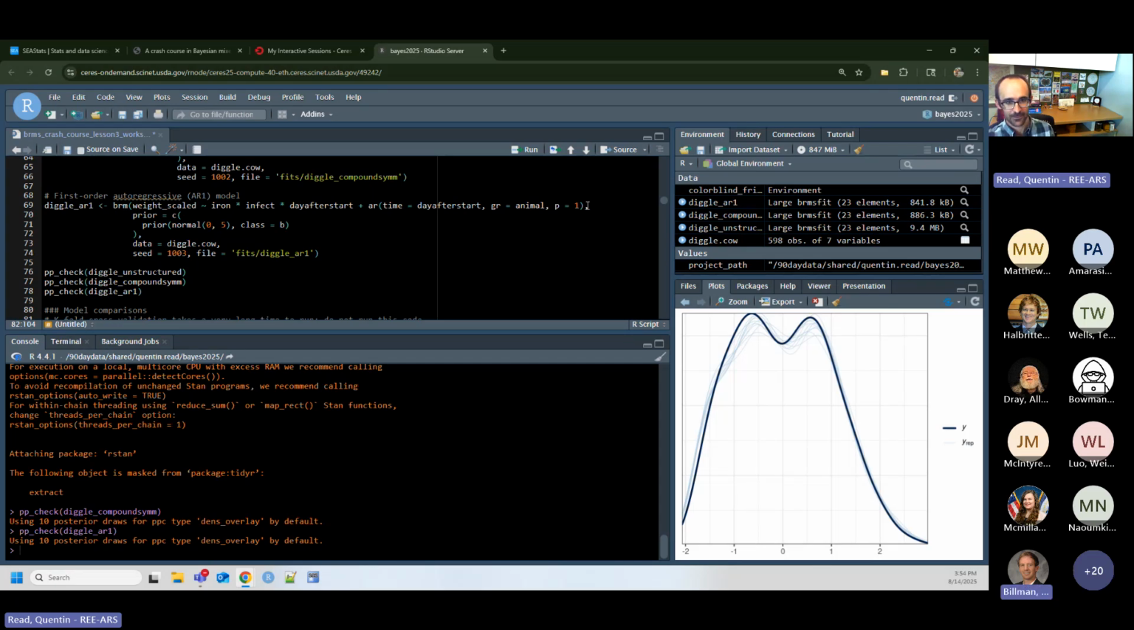Honestly, I rarely would go to that. I didn't even know you could. I've only ever done AR1. Could you put an H in there for heterogeneous autoregressive, or is that a different one as well? Yes. I'm not sure how many different covariance structures BRMS supports. It probably does. I'll have to look up the syntax.